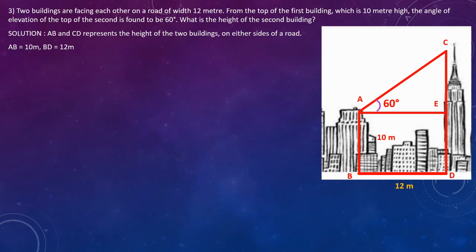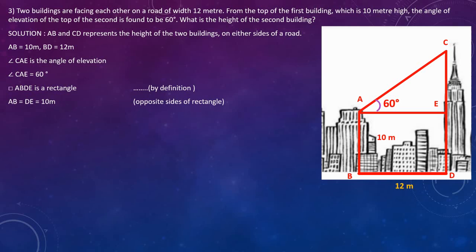AB and CD represents the height of the two buildings on either side of the road. AB is 10 meters, BD is 12 meters. Angle CAE is angle of elevation, so angle CAE is equal to 60 degrees. So here forms a quadrilateral ABDE. The quadrilateral ABDE is a rectangle, which is by definition. So if it is a rectangle, then its opposite sides are equal. So AB is equal to DE, which is 10 meters, and AE is equal to BD, which is 12 meters.